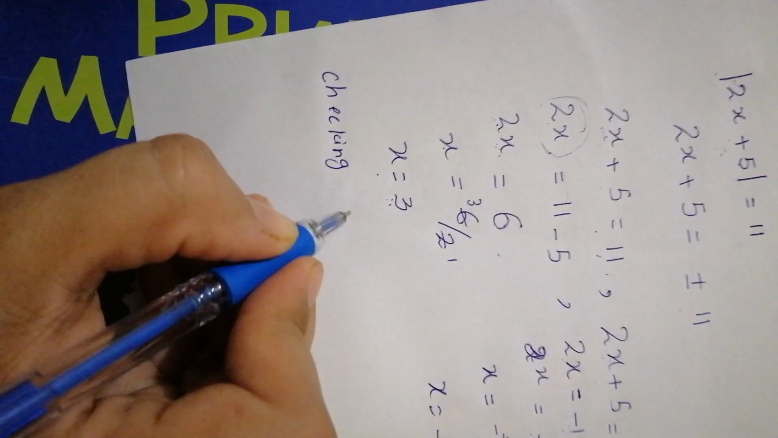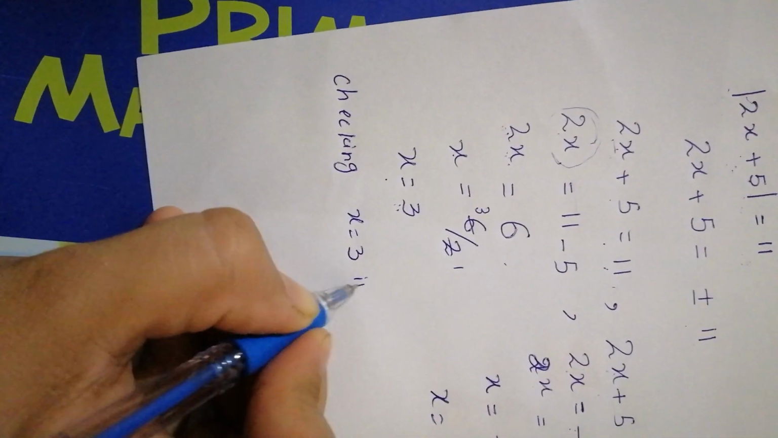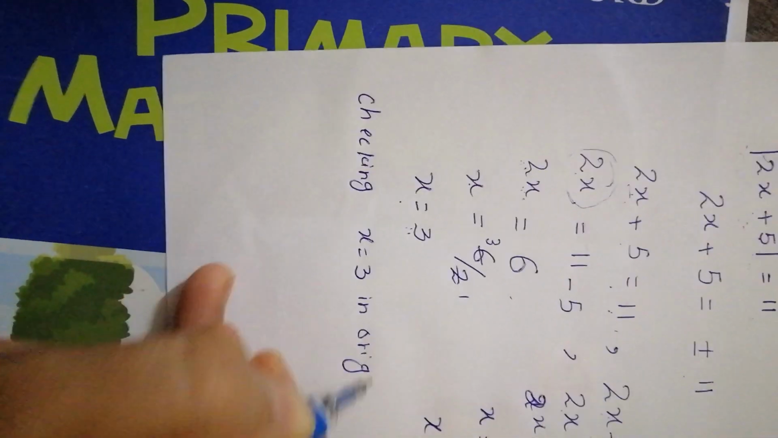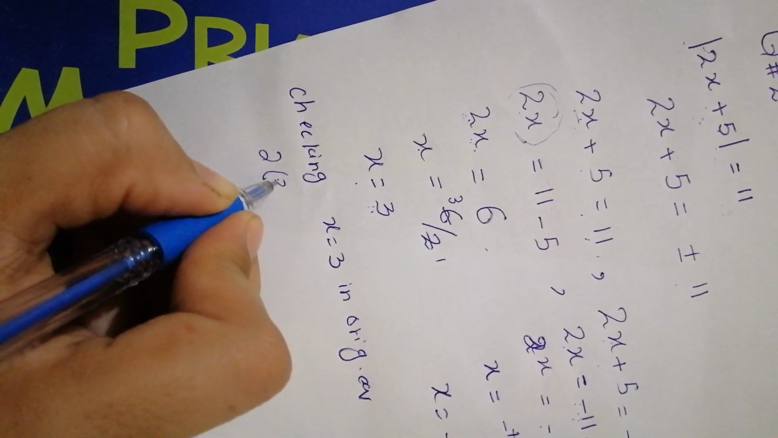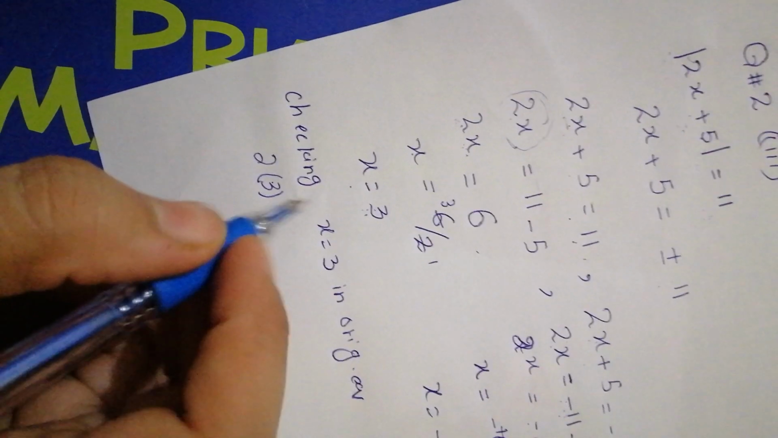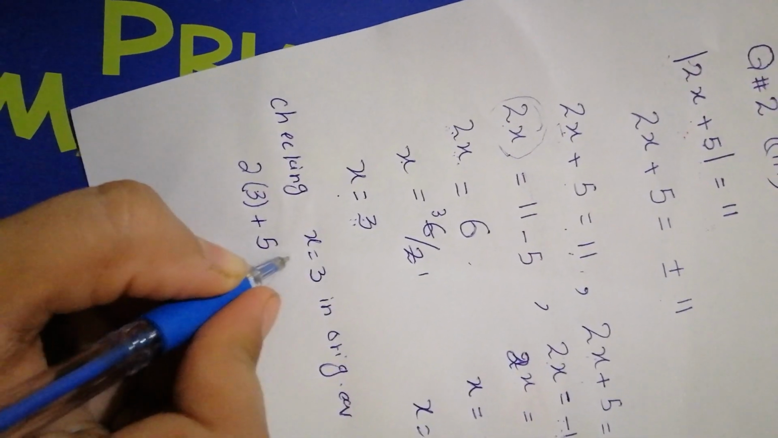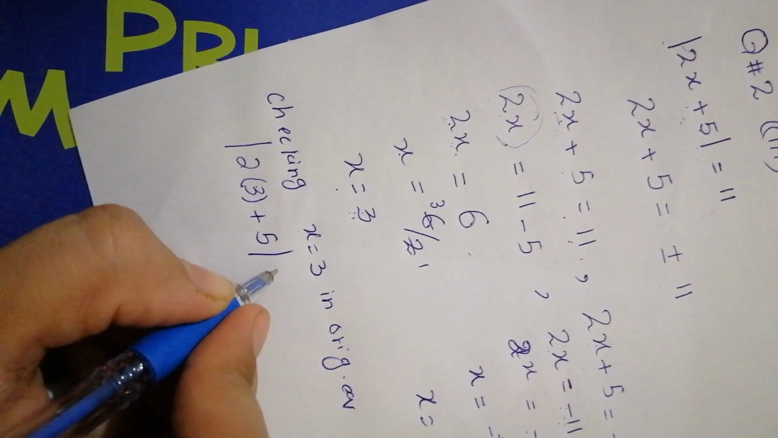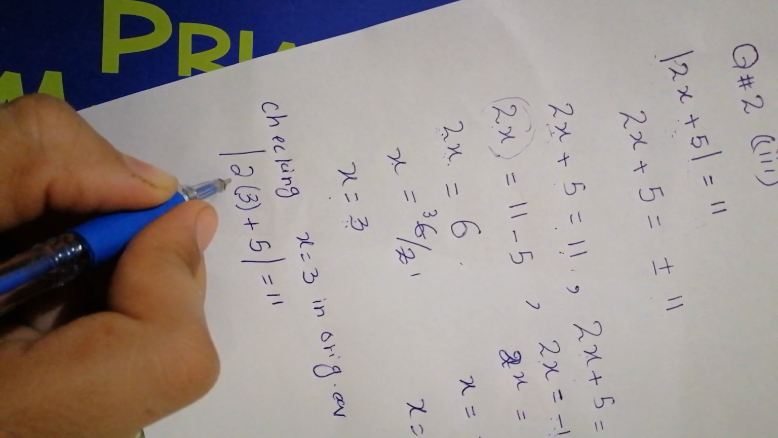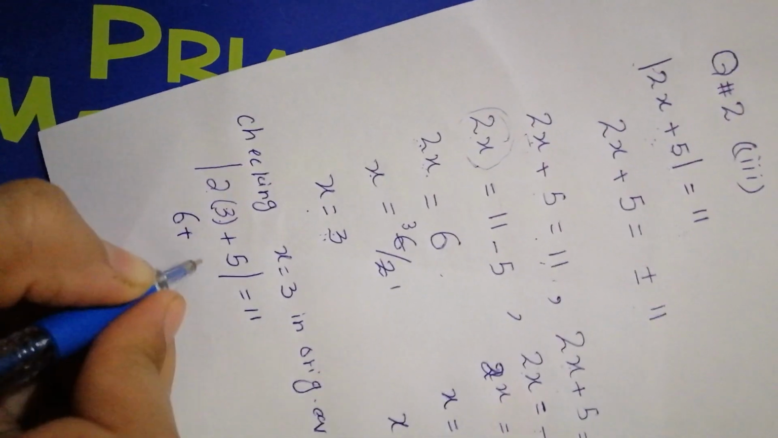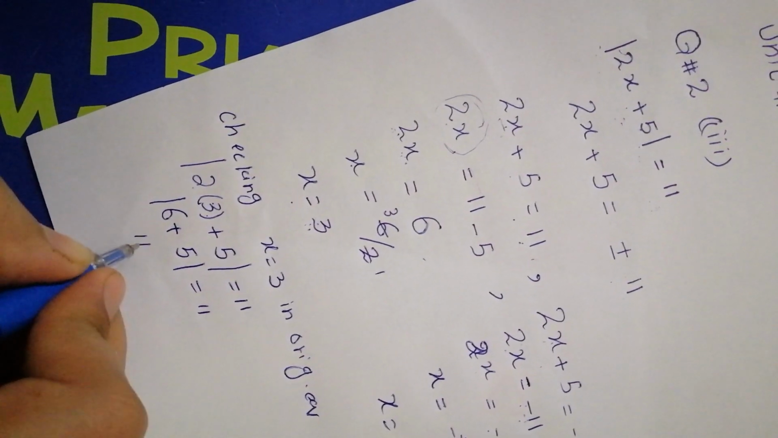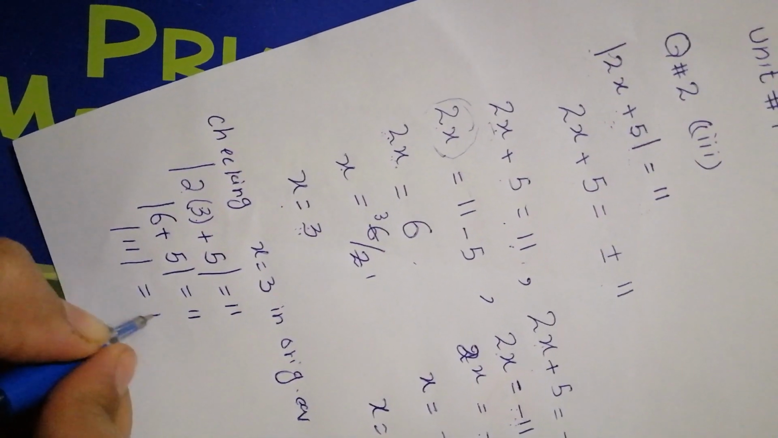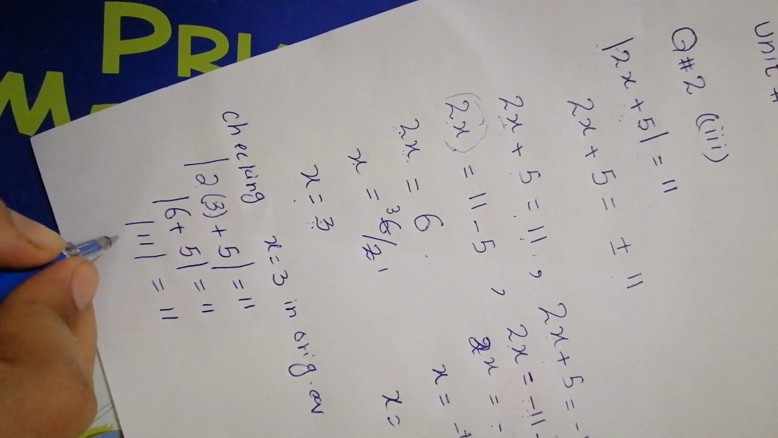Okay, in checking, I will put x is equal to 3 in the original equation. So my original equation is the absolute value of 2x plus 5 is equal to 11. Instead of x, I will write here 3. Value of x is equal to 3. Mod of 2 into 3 plus 5, which is equal to 11. You can see now 2 times 3 is 6, mod of 6 plus 5 is equal to 11, and 6 plus 5, that is 11. Mod of 11 is equal to 11.